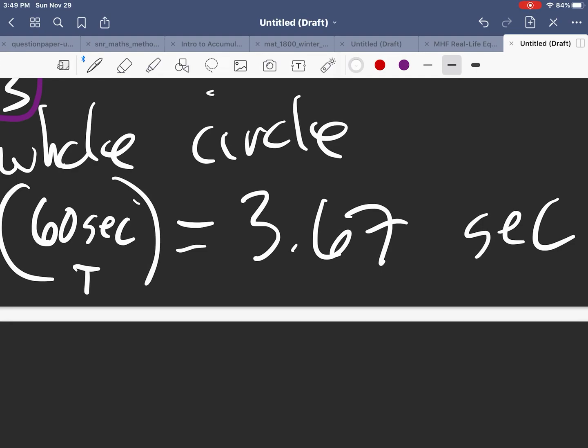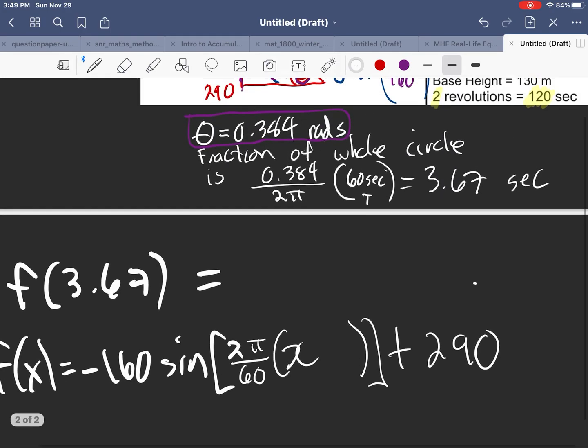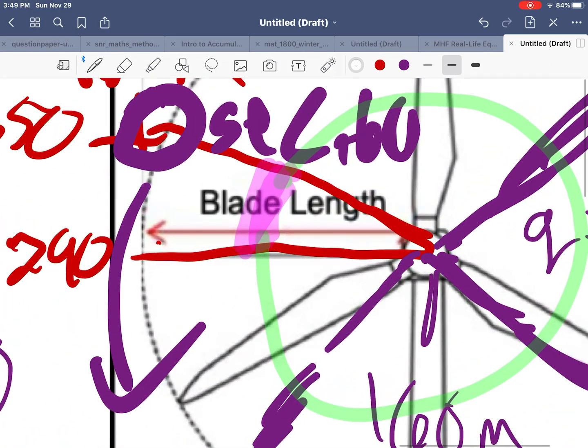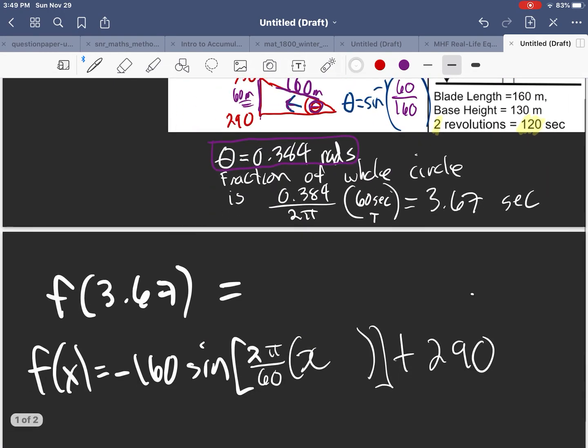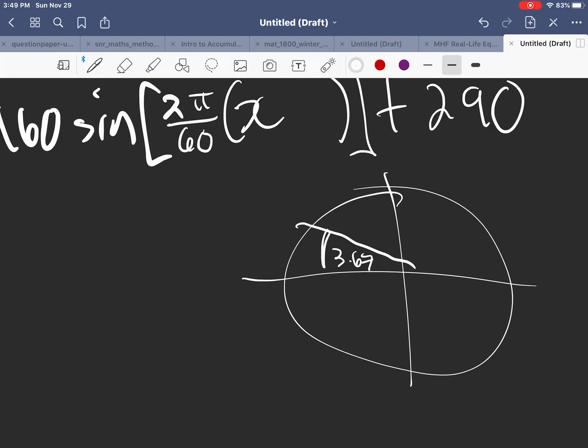So let's now try and figure out what our equation might be. Okay, so I know that f at 3.67 seconds, so let's go down here and think about this again for a second. Actually, I'll draw it down here, I'll just draw a separate one. So here's what I know. I've got my circle here. I know that angle is 3.67 seconds, and it takes 3.67 seconds to go from where we're measuring 0 seconds down to here, which is now 3.67 seconds.